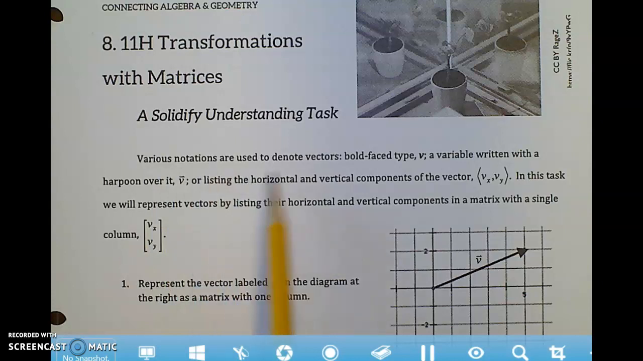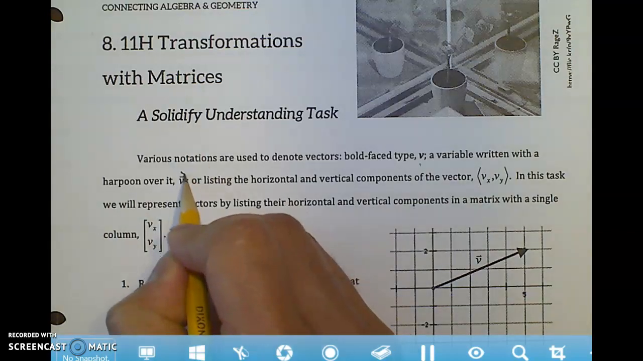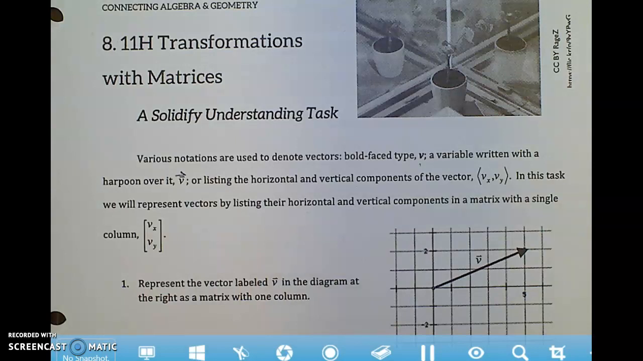Various notations are used to denote vectors. Boldface type V is one way of naming a vector. A variable written with a harpoon over it, that kind of half arrow over the V, is another way to do it. Another way to denote a vector is by writing it with respect to its horizontal and vertical components. In this task, we will represent vectors by listing their horizontal and vertical components in a matrix, with a single column.